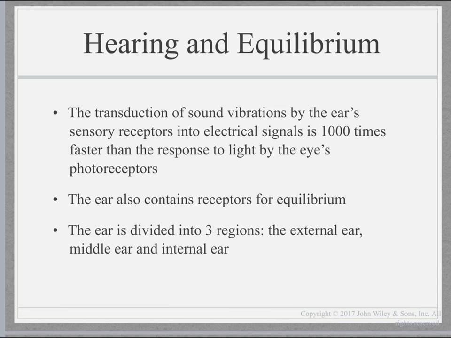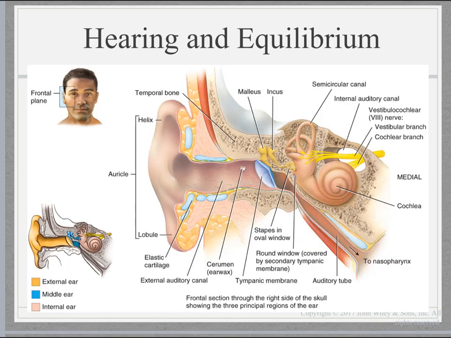But what we are not yet delving into is that the ear is also going to contain receptors for equilibrium, essentially balance. Now the ear is divided into 3 regions: the external ear, the middle ear, and the inner ear. Let's take a look at a picture and kind of outline our external ear, middle ear, and inner ear and some of their associated structures.